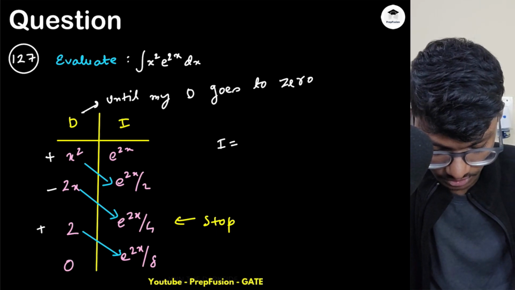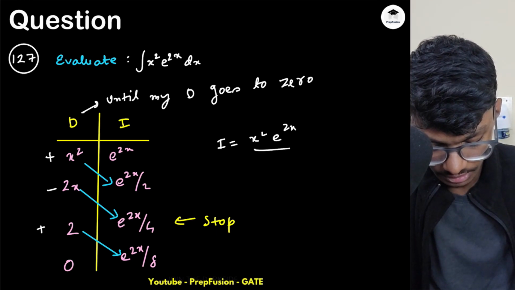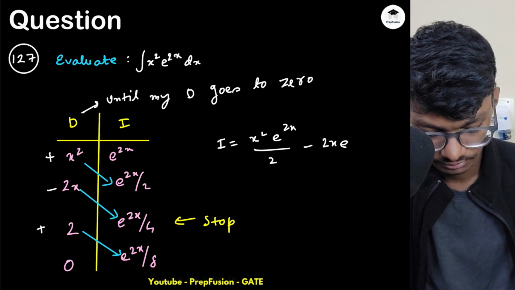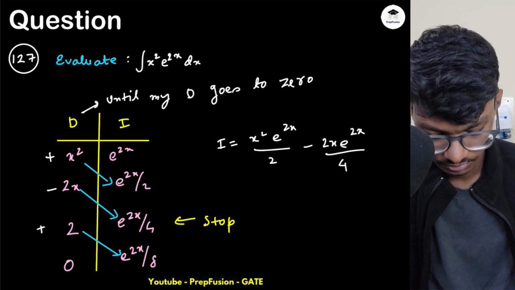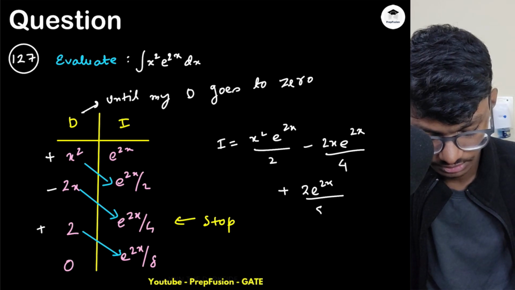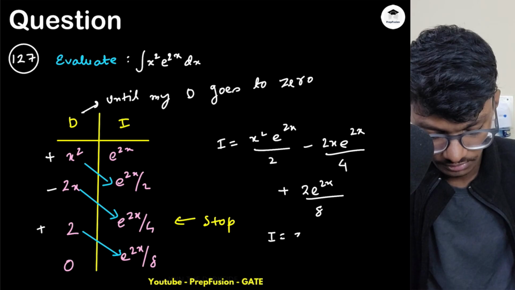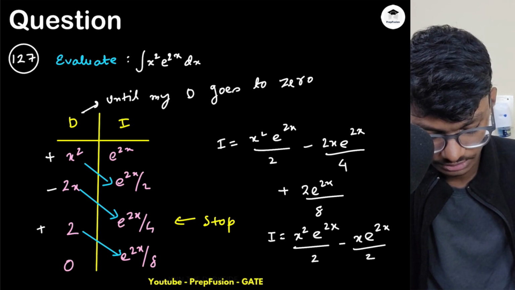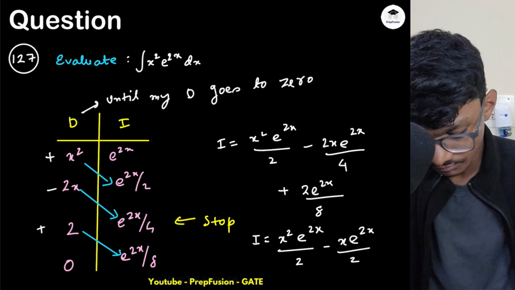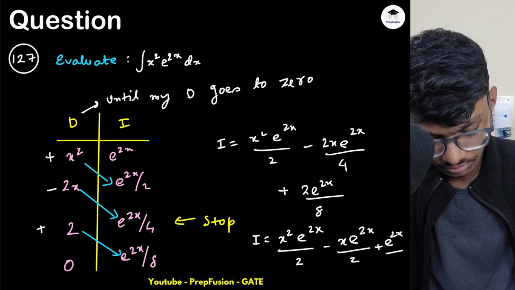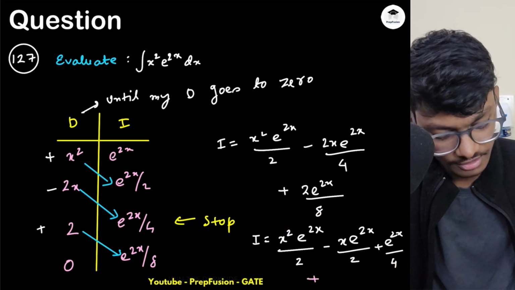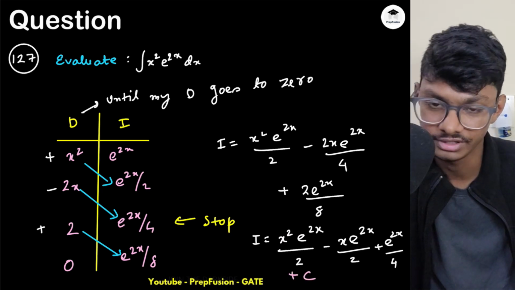My I will be simply equal to x square e raised to power 2x divided by 2, minus 2x e raised to power 2x divided by 4, plus 2 e raised to power 2x divided by 8. So I equals x square e raised to power 2x divided by 2, minus x e raised to power 2x divided by 2, plus e raised to power 2x divided by 4. Okay, so this will be my simple answer. Of course, you cannot forget the c, the constant of integration. I forgot to tell you that c is also known as the constant of integration.